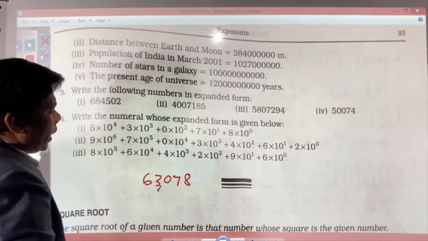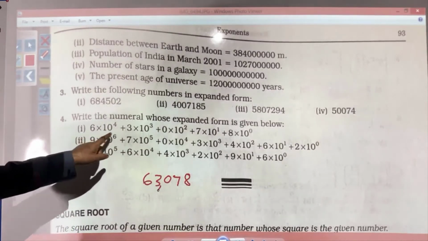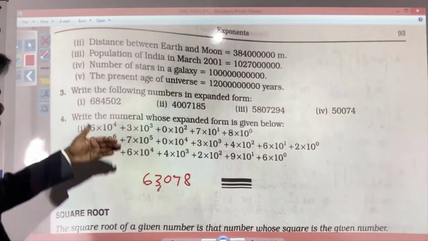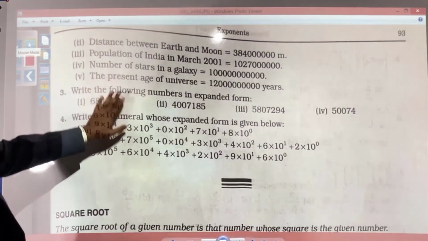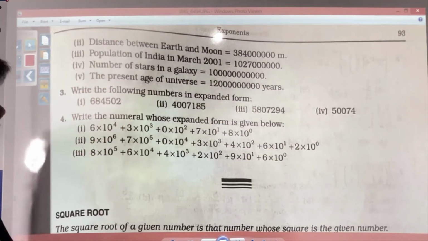So 63,078 you have. 63,078. So in this way, this is required to be done. I hope you will be able to solve each and every question, and you will complete this exercise.